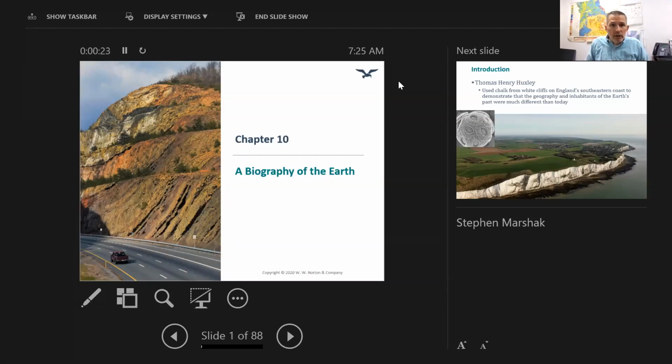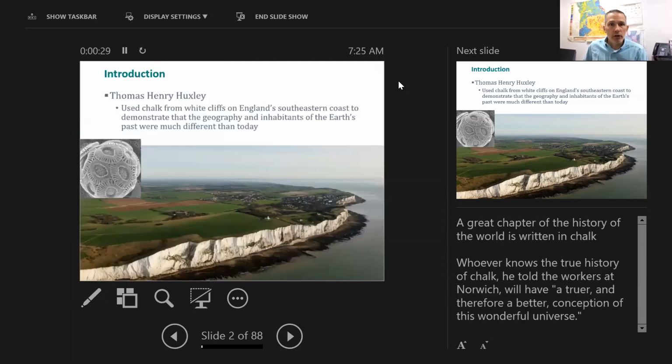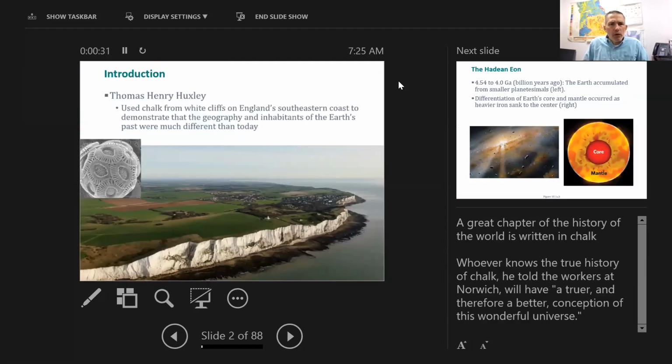All right, let's get started with this chapter, which is titled A Biography of the Earth. The book starts off with talking about a geologist named Henry Hulsey, who looked at a piece of chalk. Now, you may look at a piece of chalk, similar to the ones you'd find here at the Cliffs of Dover, and say it's pretty boring, it's just a piece of chalk.